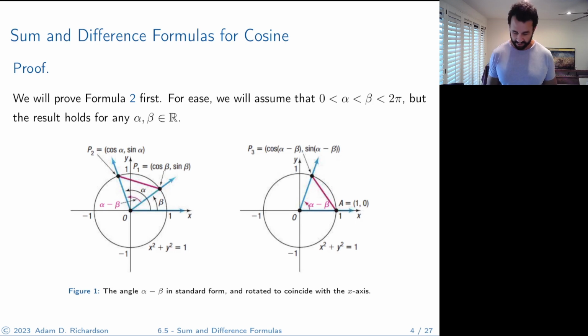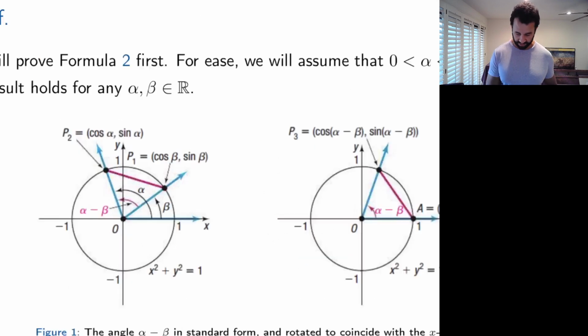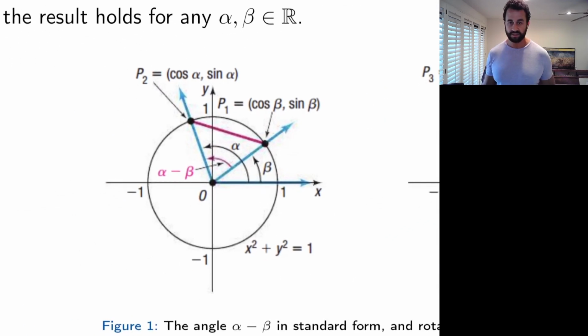First thing we're going to do is assume that our angles alpha and beta are between 0 and 2 pi, and we're going to assume that alpha is less than beta. This holds true for any angles alpha and beta, so we don't need to make this assumption, but it'll just make the proof a little bit easier to follow in this case. All right, so let's take a look at these two pictures. What I'm going to do is zoom in a bit, talk about some of the pieces.